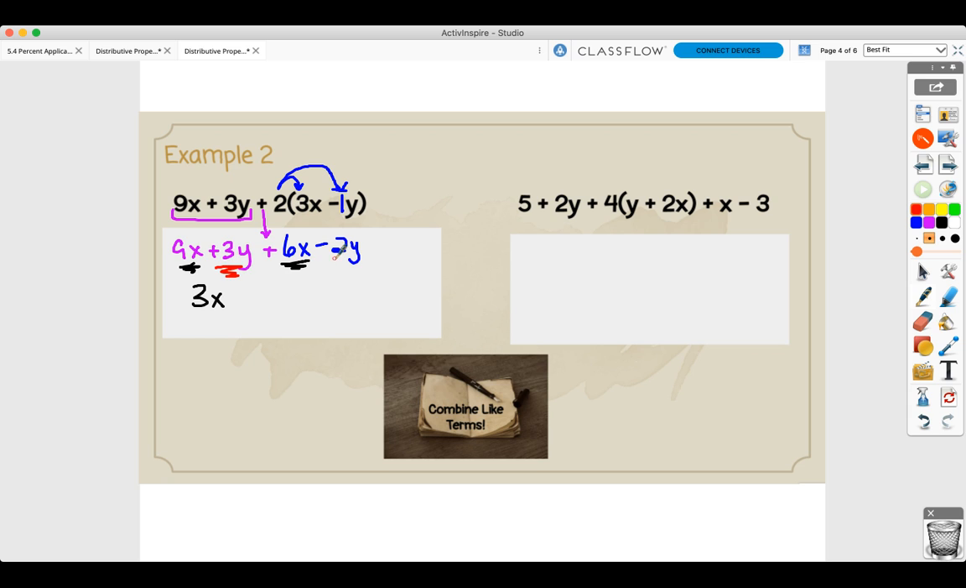Your two y terms: 3y minus 2y is 1y, or y. And that is your final answer.